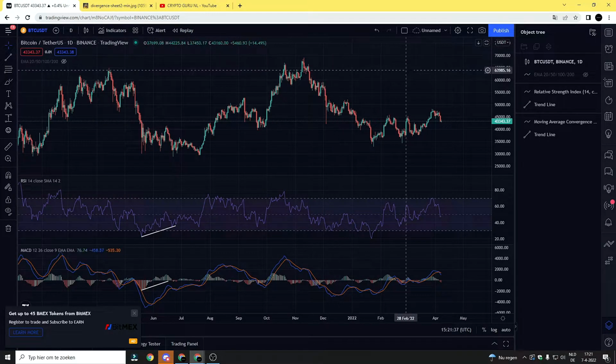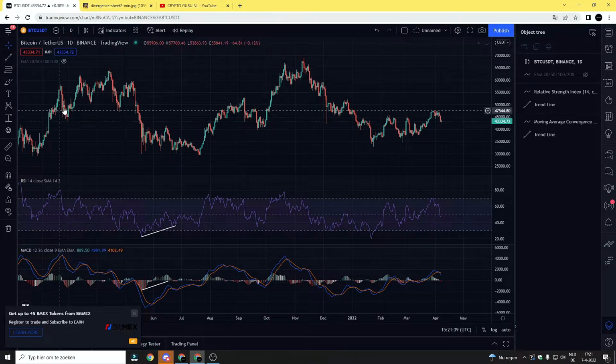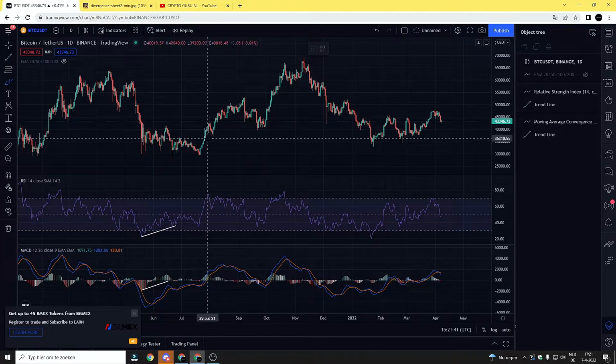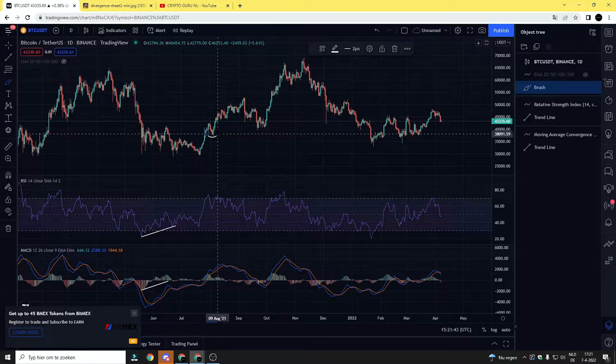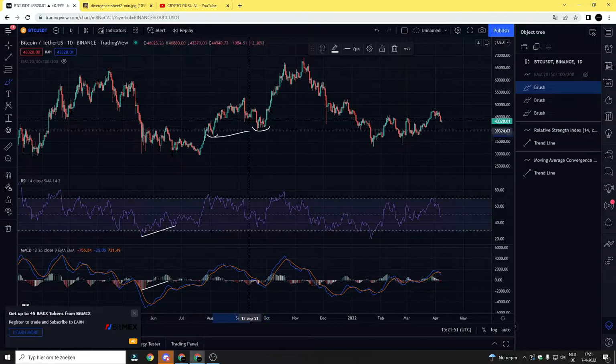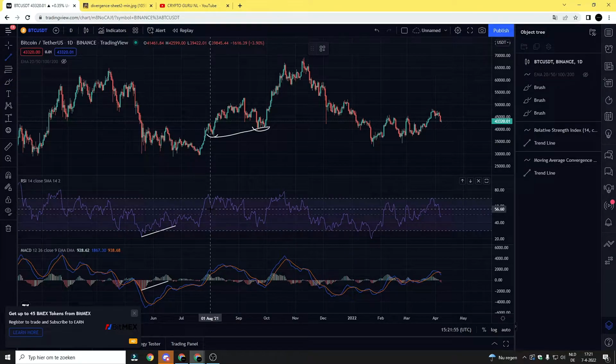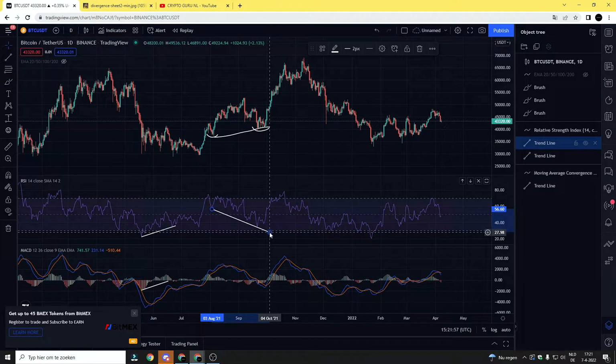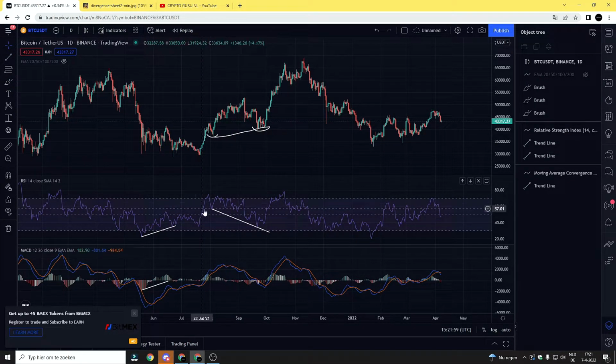We can also spot straight away a hidden bullish divergence right here with a higher low. But afterwards we formed an even higher low right over here. But during the period that we were forming that higher low on the price action, we were forming a big lower low on the RSI. Hidden bullish divergence.